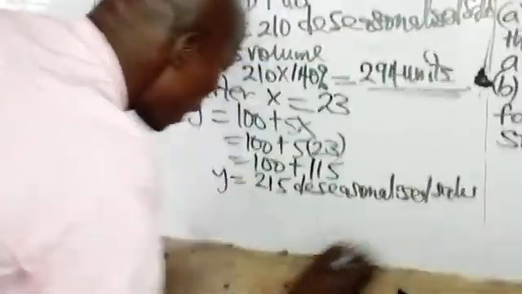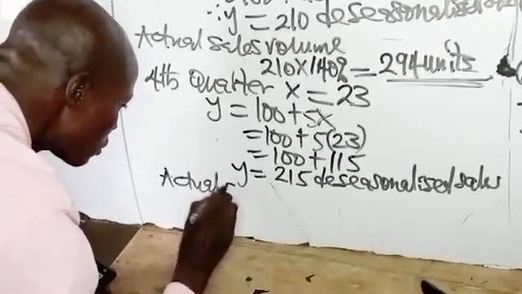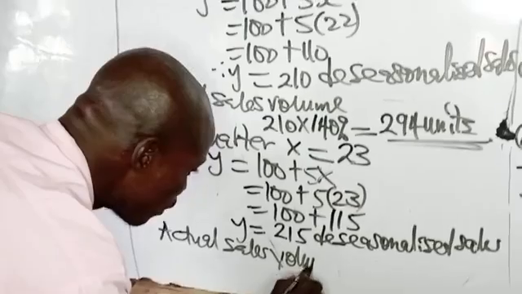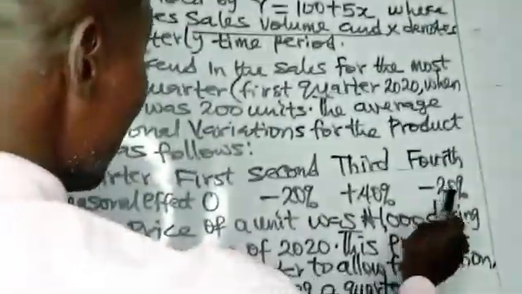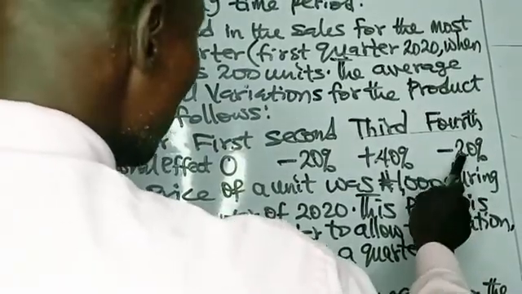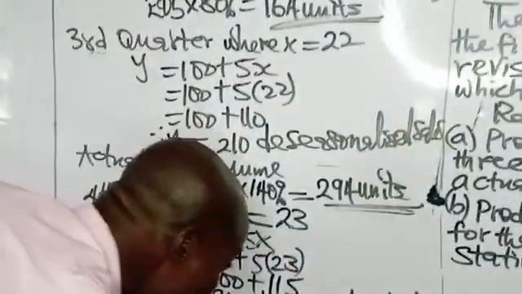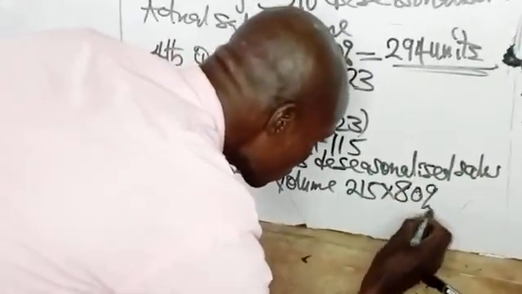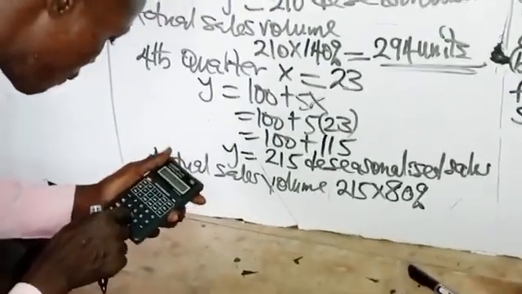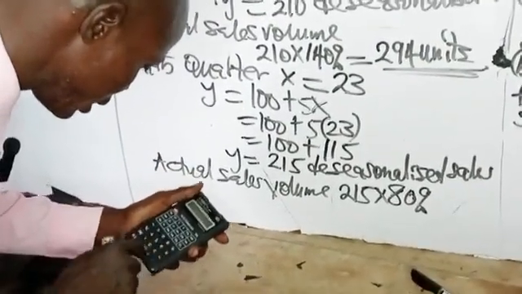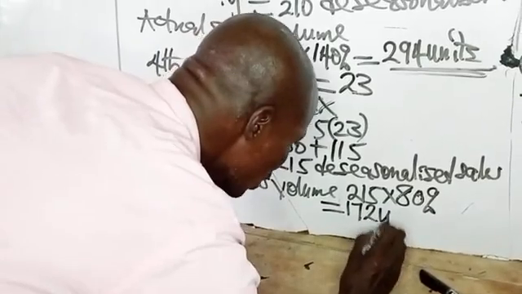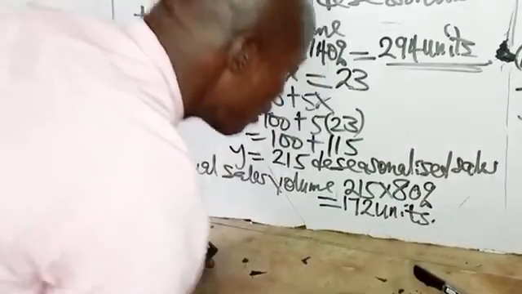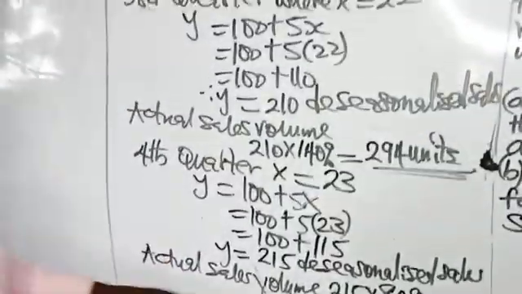This is our deseasonalized sales volume. So our actual sales volume now, you adjust for seasonal effect, which is 215. Seasonal variation in the fourth quarter is minus 20%. If you subtract 20 from 100, you'll be left with 80%. So you calculate 80% of 215. So you have 172 units. That is the actual sales volume. That is the solution to the first part of the question.